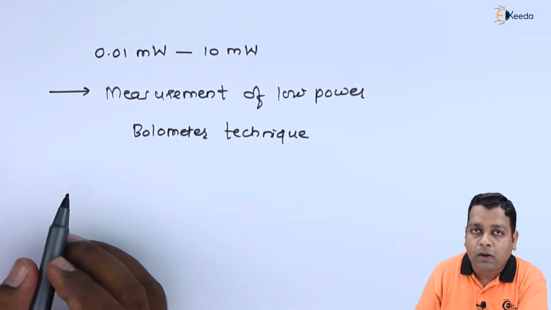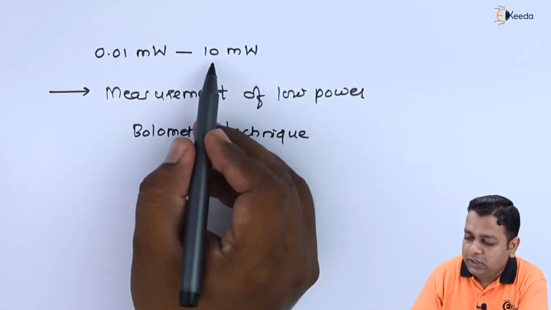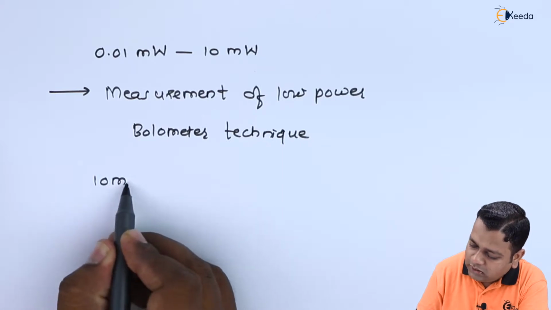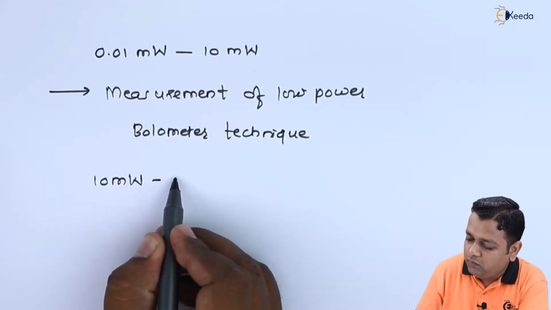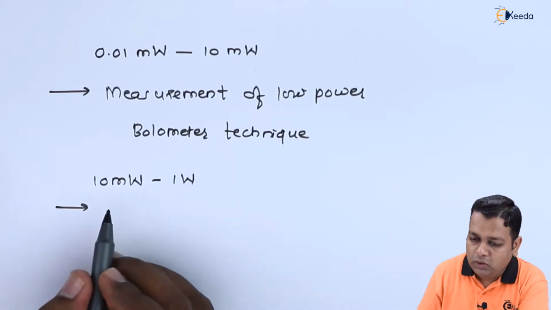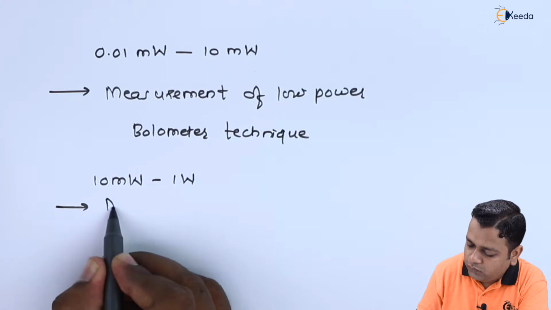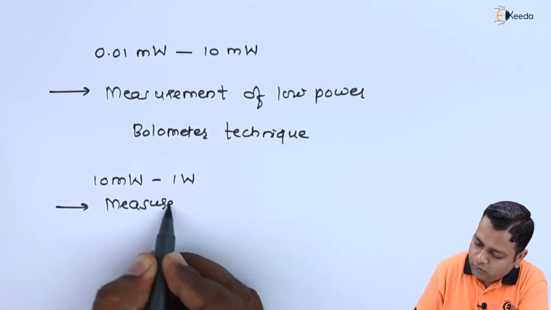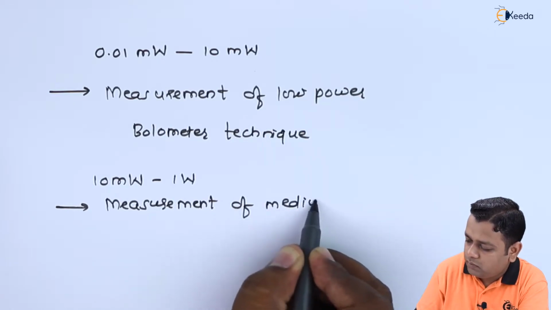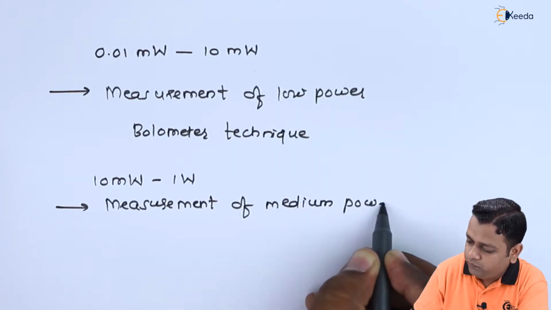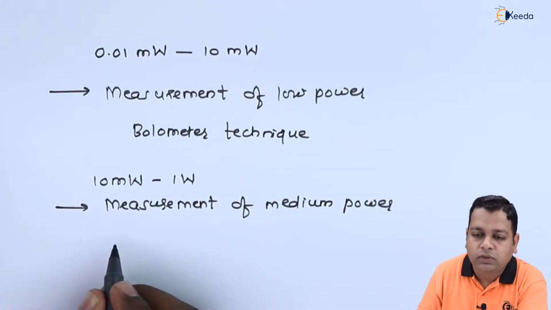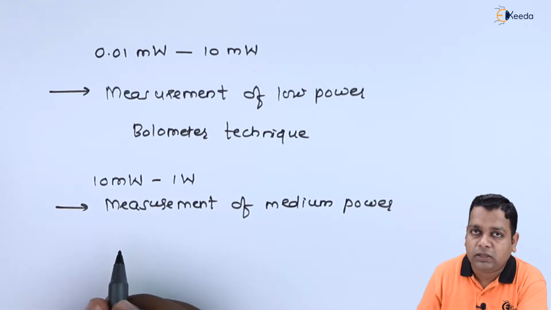If we have power in the range greater than 10 milliwatts, so from 10 milliwatts up to 1 watt if you take, we can call such type of power measurement to be of medium power. So I write here measurement of medium power. And for the measurement of medium power, we have here the calorimetric technique used.